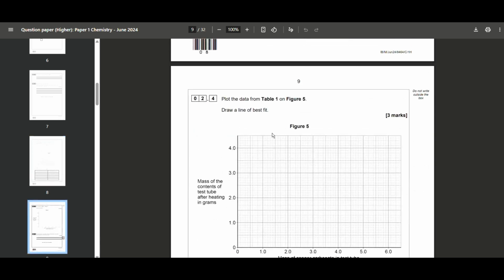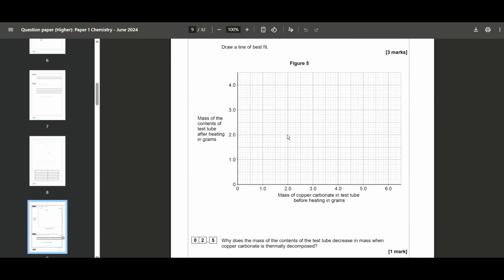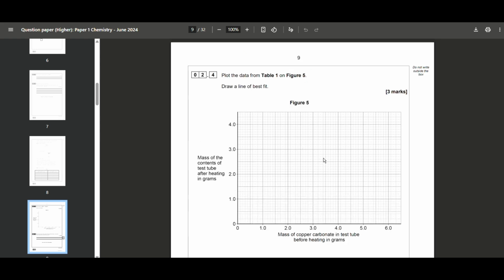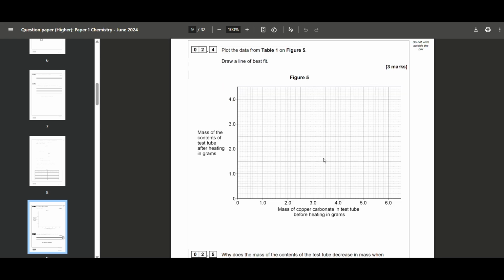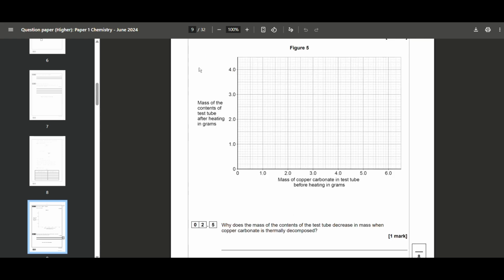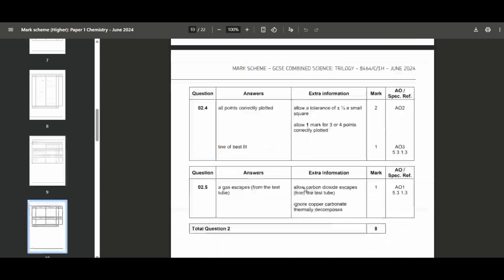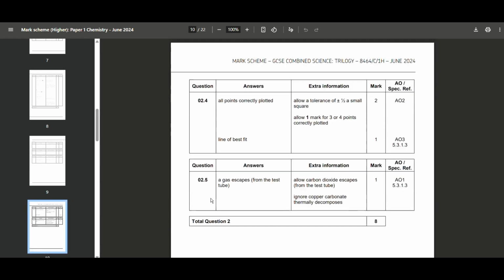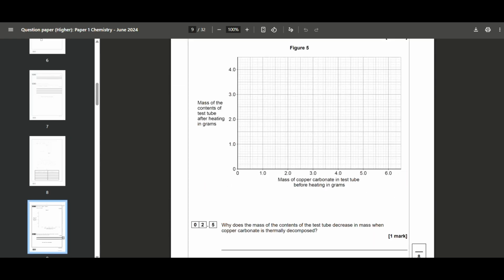Now, I'm not going to do this one because I've already done a video on how to plot a graph, and I will link that video in an info card above this section, so you can have a look at how to plot a graph, and how to do your line of best fit and all of that. So that's part of the mark scheme. I'm going to go on to the next question, which is 2.5.